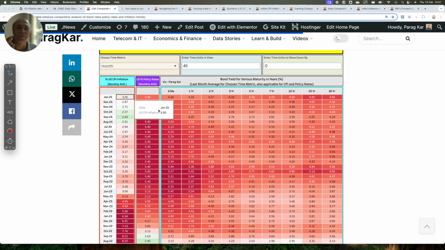And we'll go step by step. First, we will talk about what is the reason for worry and how this number can further spiral and become worse. If that happens, then there will be a large impact on countries like India, because we are directly dependent upon what is happening in the US. Why are we dependent upon that?